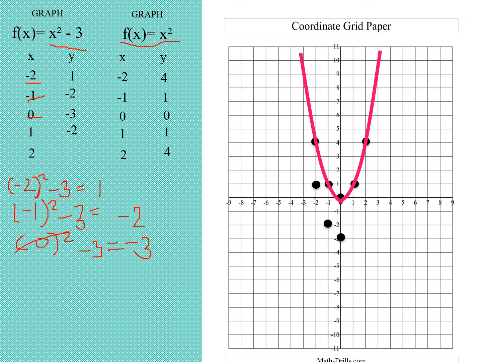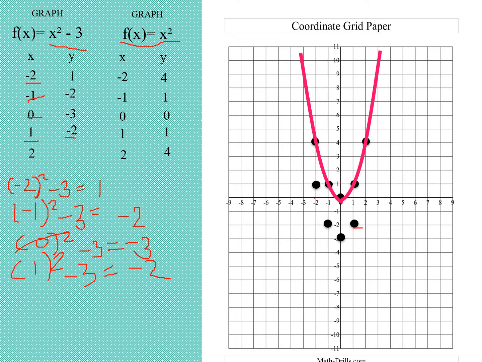Next, how about when it is positive 1? So, we have 1 squared minus 3. So, we have 1 squared will become positive 1, minus 3, it will become negative 2. So, that is our answer, negative 2. Then our point will be there.